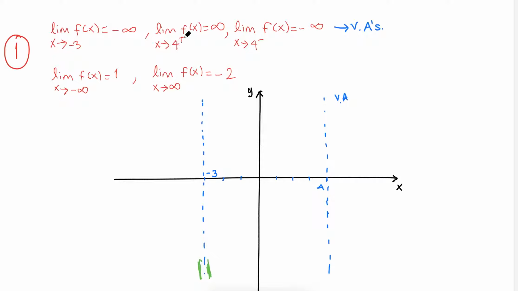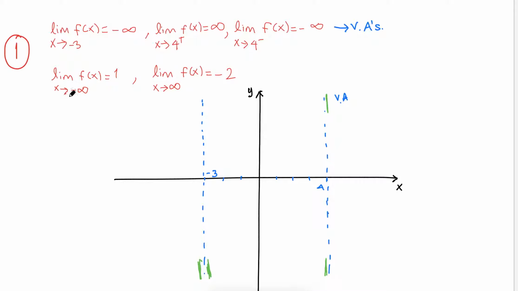For this one, if I'm on the right side of 4, y values have to go to positive infinity. So this is 4. Right side of 4, y values will be somewhere here. And on the left side of 4, y values should approach negative infinity. So on the left side of this vertical asymptote, we'll have the piece of the graph like this. Okay, so now we can talk about the horizontal asymptotes.